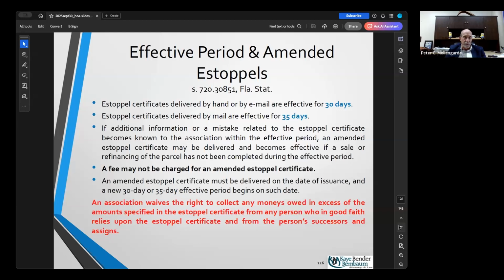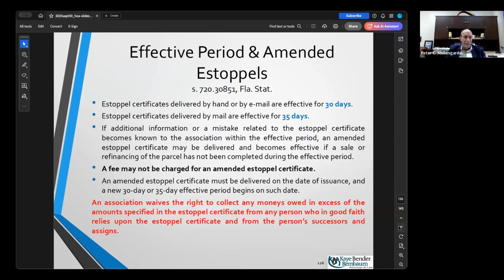If there's an oops, and the estoppel has an error, you can issue an amended estoppel if the closing hasn't occurred yet. You can't charge for the amended estoppel, but it will have an effective date based on how it's been issued. So either 30 or 35 days.